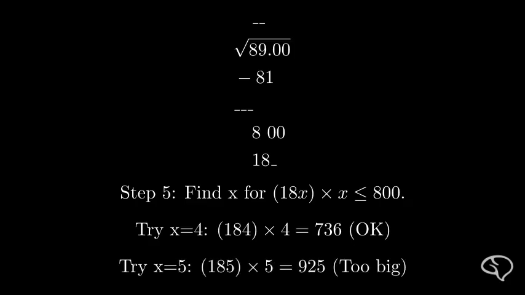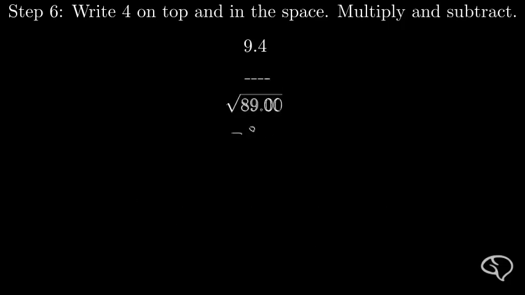If we try 5, 185 times 5 is 925, which is too big. So 4 is our digit. We write 4 on top and in the space. We multiply 184 by 4 to get 736, write it below 800, and subtract. 800 minus 736 is 64.